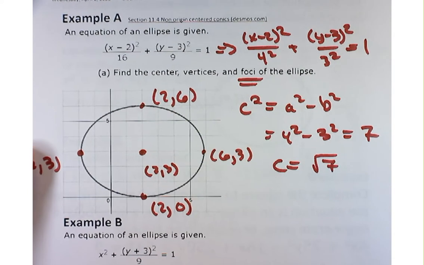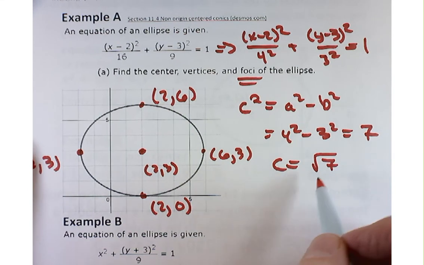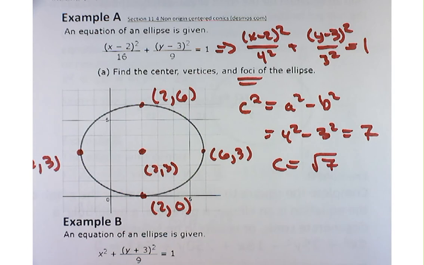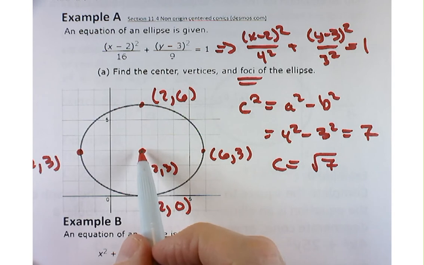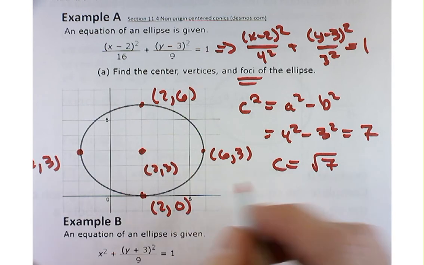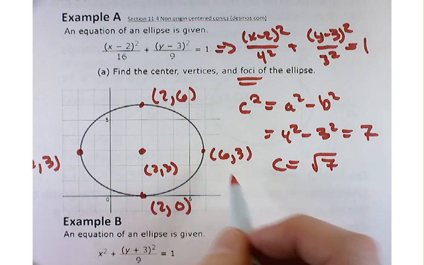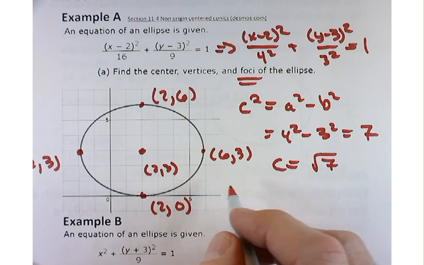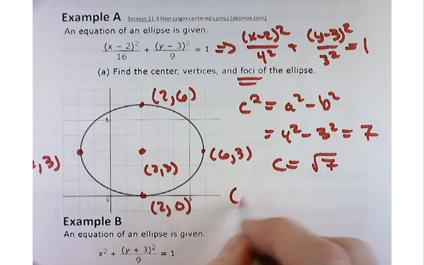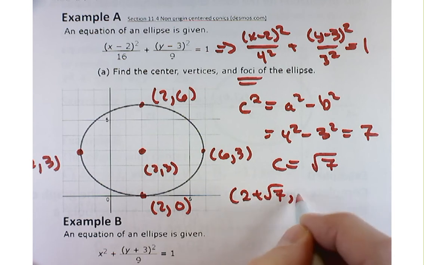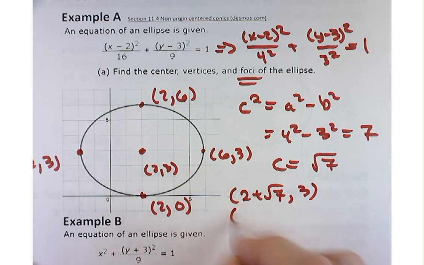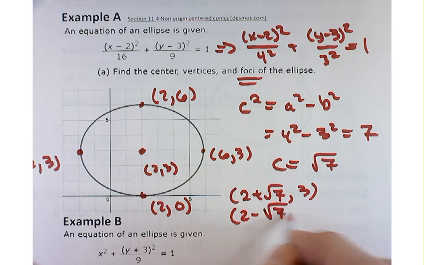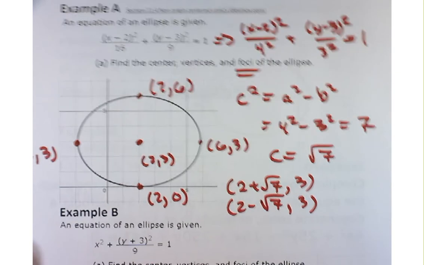All right. But now we've got to start out at our center and move the square root of 7. Robert, which direction am I going to go that square root of 7 away from the center to find the foci? Left and right, good. So that means I'm changing which coordinate? Jason? The x. Yeah, changing the x coordinate. So it's going to be 2 plus the square root of 7, and keep the y coordinate the same, and 2 minus the square root of 7. Keep the y coordinate the same. That's going to be your foci.